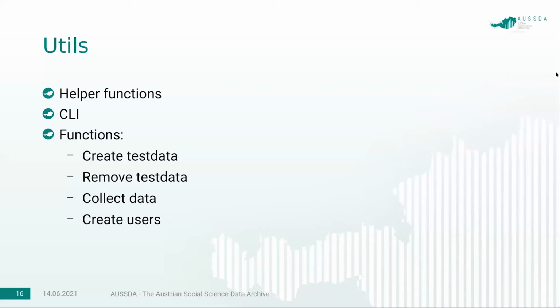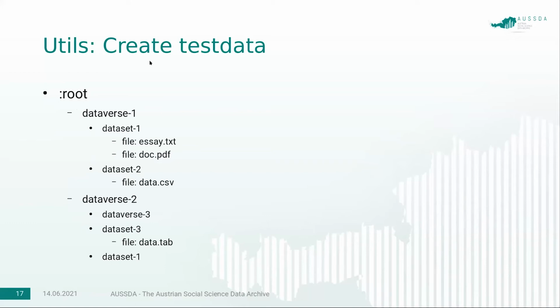So in addition to the tests themselves, there are some helper functionalities, and especially important is the create test data function. But you also can remove the test data. You can collect the whole data of the whole instance. And you also can create users with the helper functions. And the create test data is a functionality where you define in a JSON file a sequence of data to be created, and you can create the tree structure from whatever data you have and whatever metadata you have. And just by calling one function, you can create the whole test data setup.